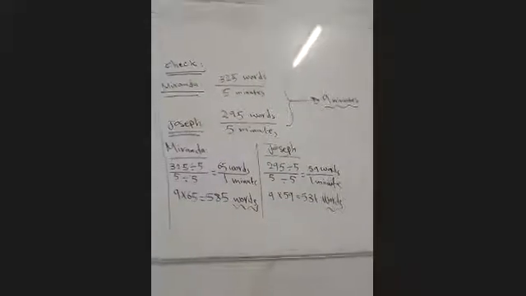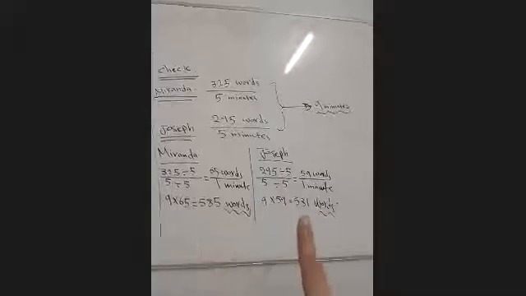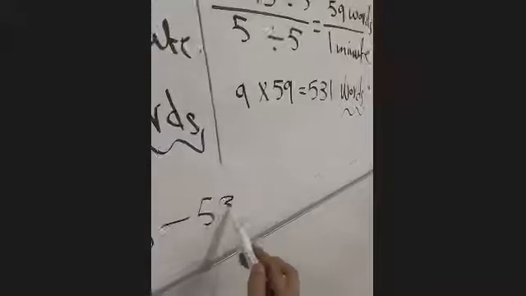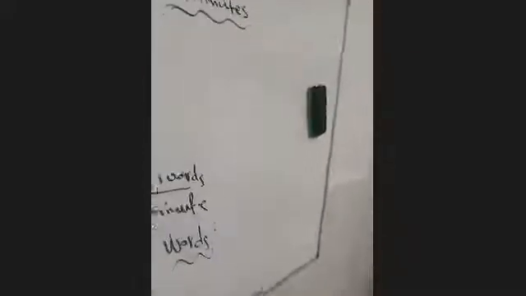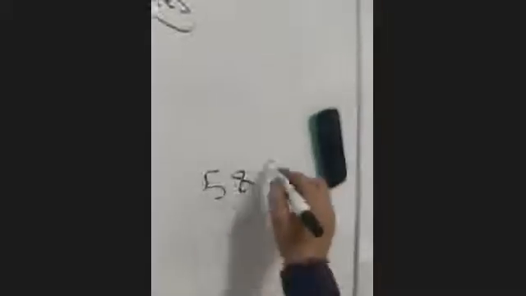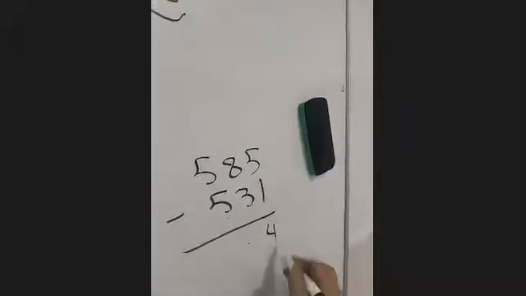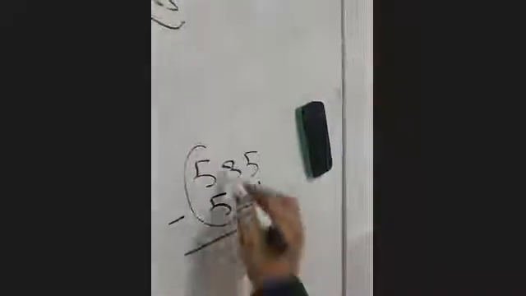What will we do to find how many more Miranda types than Joseph? Subtract. Subtract 585 minus 531. So 585 minus 531 equals, let's do subtraction. This is 4, this is 5, and this is 0. So how much, guys? 54. 54 words.